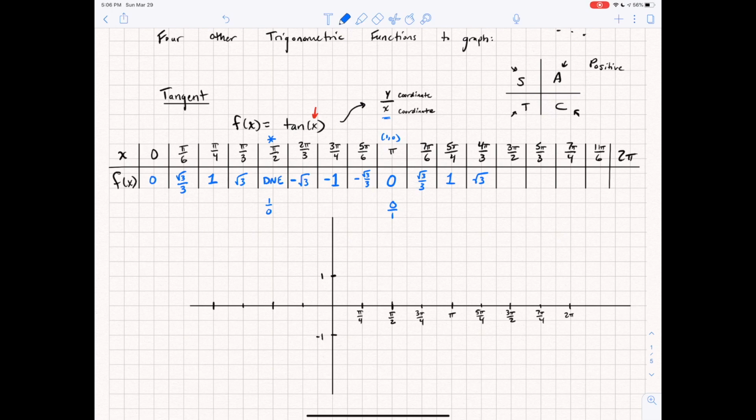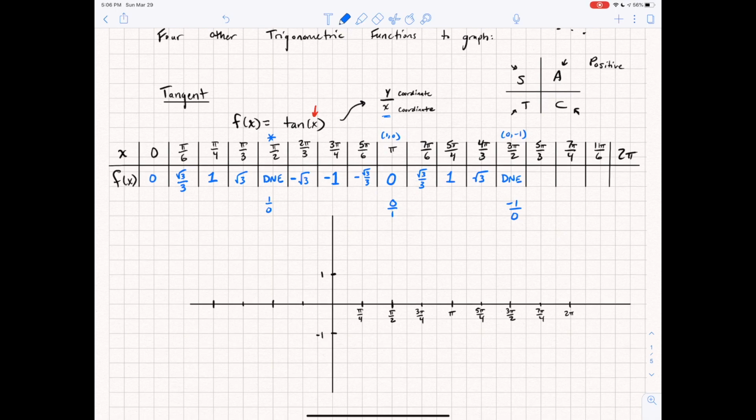And then at 3 pi over 2, remember this coordinate is 0, negative 1. Tangent will not exist here because this creates a 0 on the bottom of a division problem, which I cannot have. Because I can't divide by 0, the graph doesn't exist. It can't be drawn there at 3 pi over 2. It creates, again, this invisible force field. The graph can never touch it.